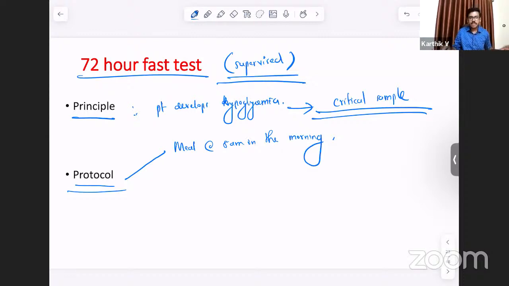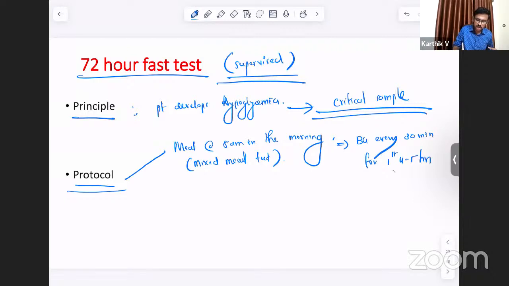Okay, so meal at 8 a.m. in the morning. So what we can do is that you can start with a mixed meal test, because in one go you can identify both postprandial and fasting hypoglycemia with this 72-hour fast. So some patients may experience postprandial as well as fasting hypoglycemia. Some patients may experience postprandial hypoglycemia only. So you can start by giving a meal at 8 a.m. in the morning, and you check blood glucose every 30 minutes for the first 4 to 5 hours. So this is mainly to identify situations like reactive hypoglycemia in a patient post-bariatric surgery, and those with accelerated gastric emptying.